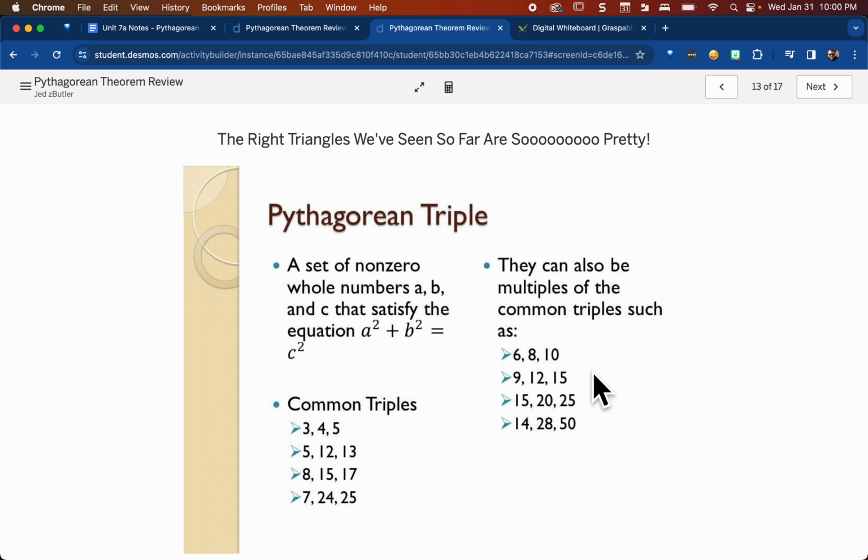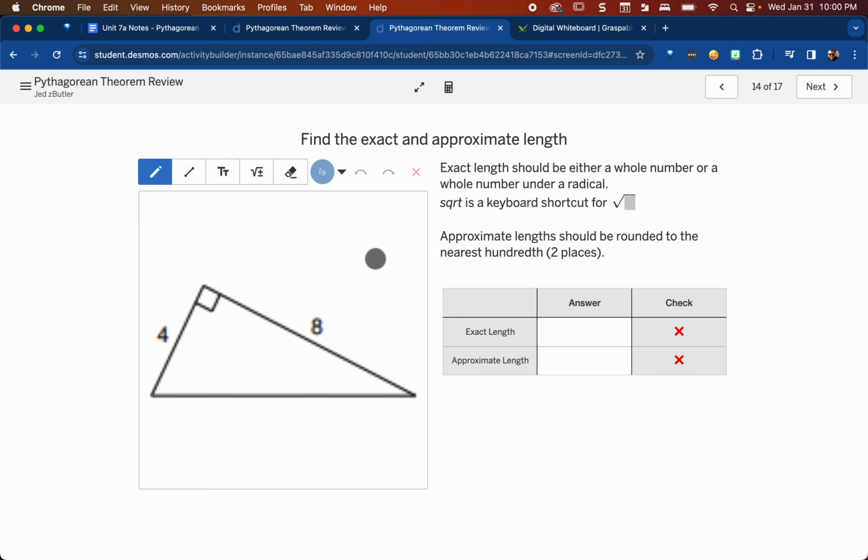But other versions of those are those same numbers, just multiplied into bigger multiples. So these first 3 here are just multiples of the 3, 4, 5. So 3, 4, 5 doubled becomes 6, 8, and 10. 3, 4, 5 tripled, times 3, is 9, 12, and 15. And then times 4 would be 15, 20, 25. Those are just really common versions of the Pythagorean theorem where the numbers just come out with nice integers.